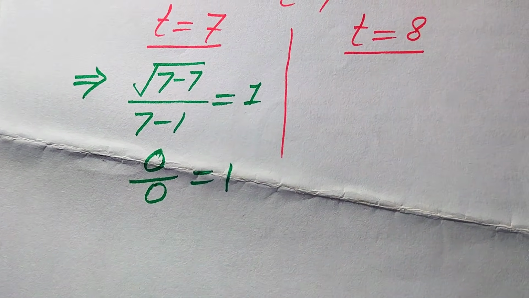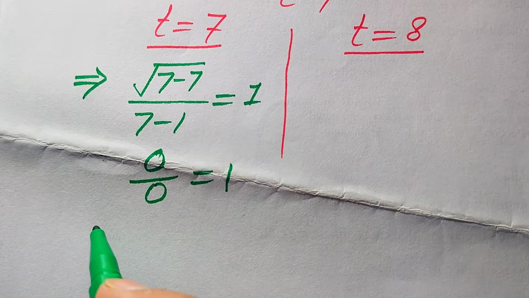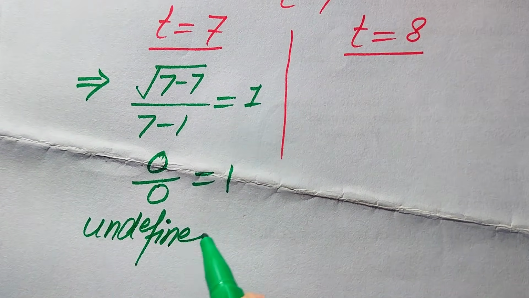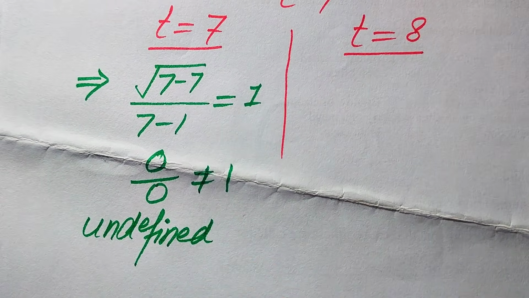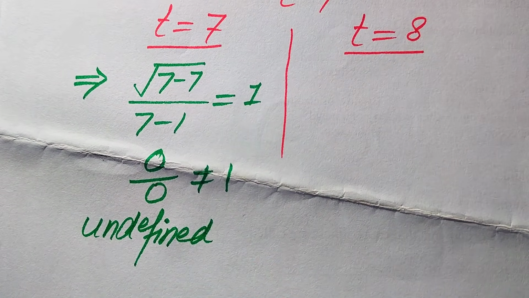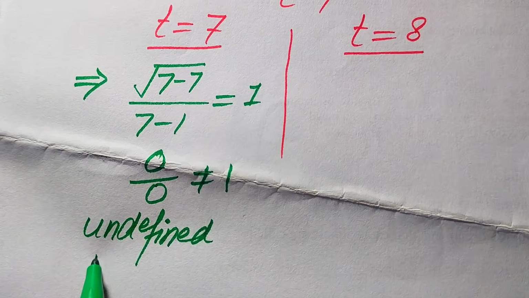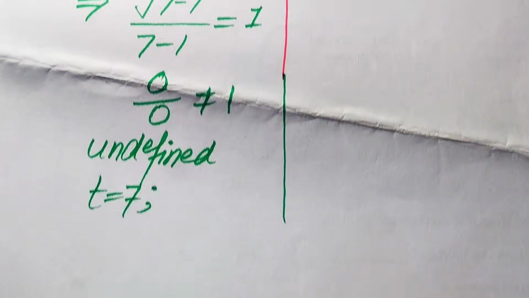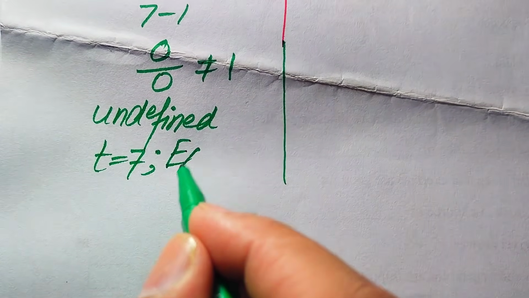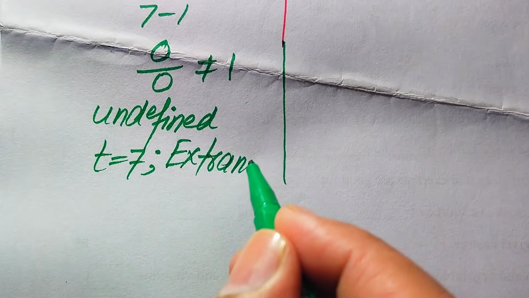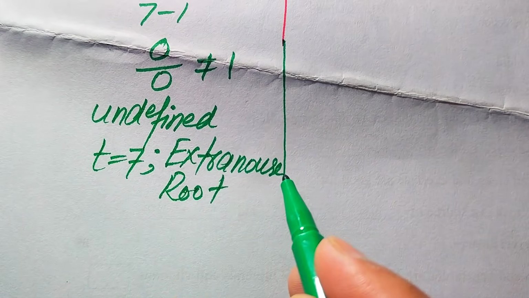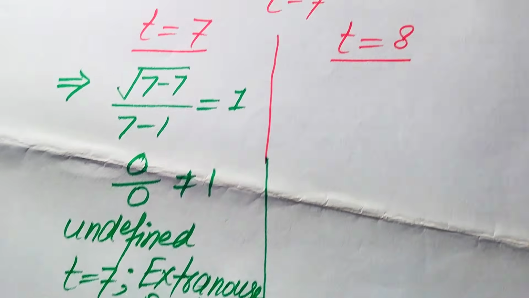So the 0 over 0 form is usually called an indeterminate form, or in other words, it is undefined. If our left hand side is undefined, this means that both sides are not equal, and this concludes that the value t equals 7 does not satisfy our given equation, and we call t equals 7 the extraneous root of the given equation. This is the extraneous root because it does not satisfy our given question statement.